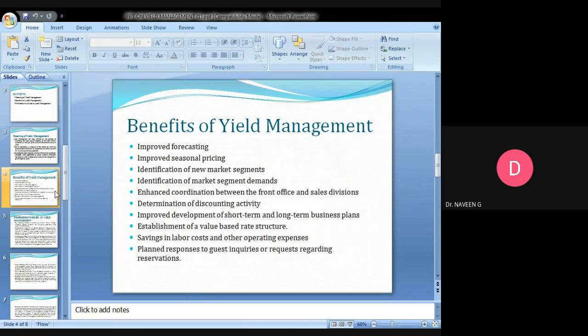For example, if you take demographic segmentation, it always focuses on what is the gender, what is the income, what is the age, what is the education. So all these parameters will be evaluated by the market segment. So yield management will always make fluctuations on the market segments. Why? Because it will divide the customers on the basis of demographic segmentation.